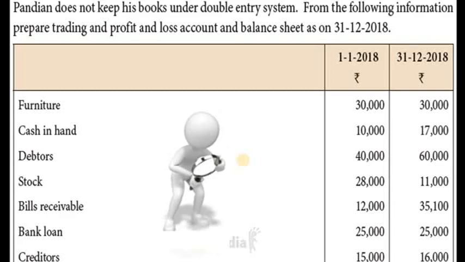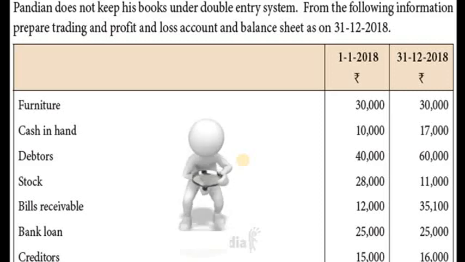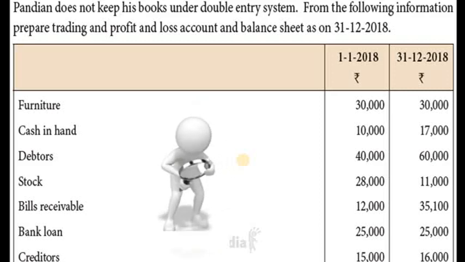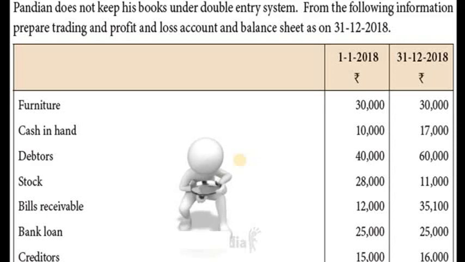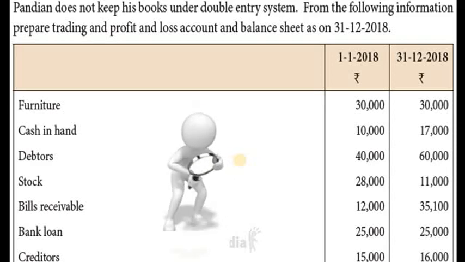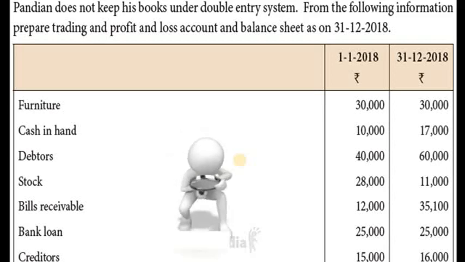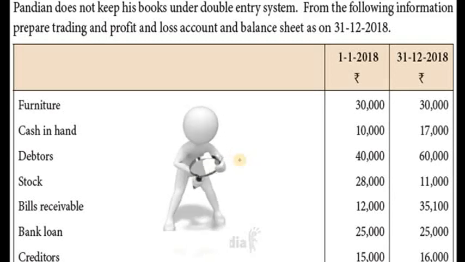We are going to explore a problem for preparation of trading and profit and loss account. In this problem, we have list of balances at the beginning of the year and end of the year. Furniture is an asset, cash in hand is an asset, debtors is an asset, stock is an asset, bills receivable is an asset. All assets have a debit balance. Bank loan is a liability. All liabilities have credit balance. Bank loan, creditors are liabilities.